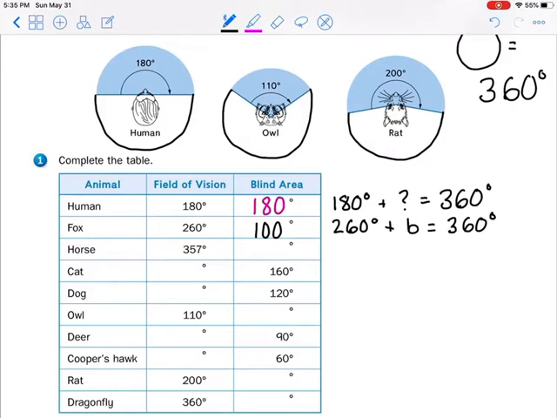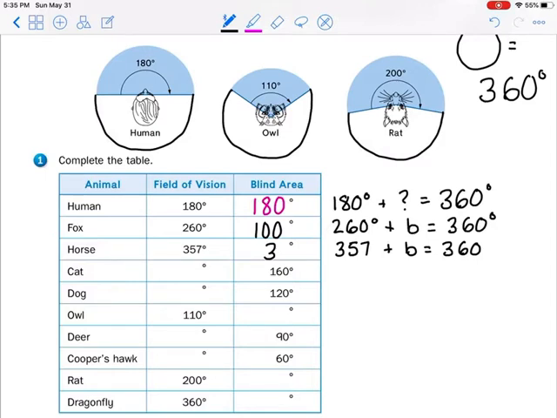Okay, so a horse's field of vision is 357, which is actually a lot because it's very close to that 360 turn. So I know that their blind area is 3 degrees. So 357 plus 3 would give us 360. You could also write these as subtraction problems too. I'll do that for the next couple of examples.